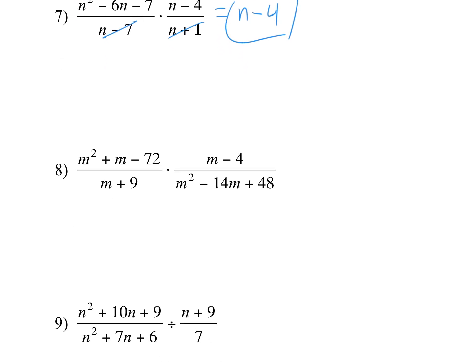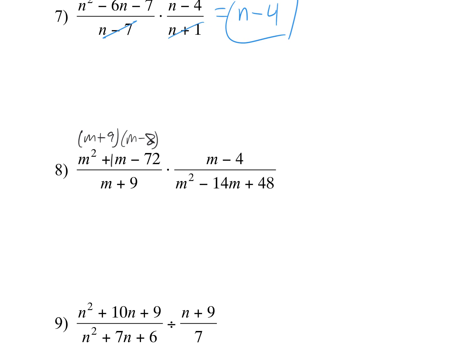And now number 8 as well. You're just looking: everything on the top has to factor, and everything on the bottom has to factor. So m squared plus m minus 72. Keep in mind, when there's no coefficient, we assume it's a 1. What multiplies to negative 72 and adds to positive 1 is going to be m plus 9, m minus 8.